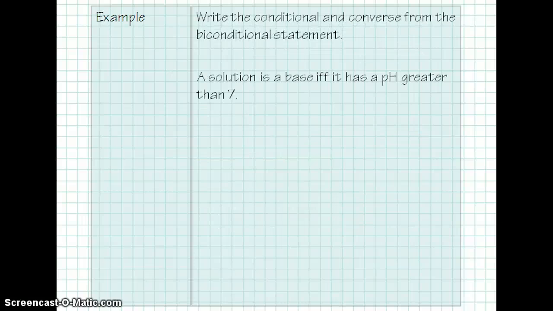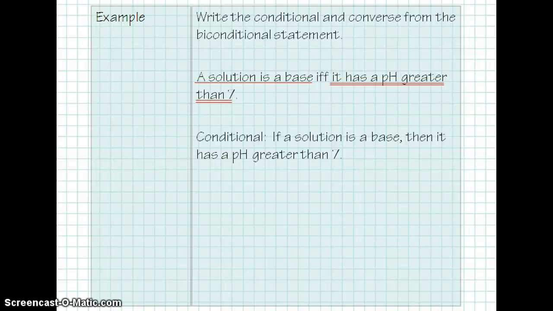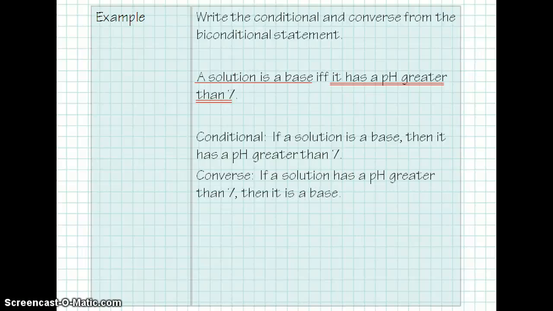So here's another example. We've got a biconditional statement: a solution is a base if and only if it has a pH greater than 7. To write the conditional and converse, again, we identify our hypothesis and conclusion and then put our ifs and thens in the right places. So the conditional is if a solution is a base, then it has a pH greater than 7. And then our converse is if a solution has a pH greater than 7, then it is a base. Okay.